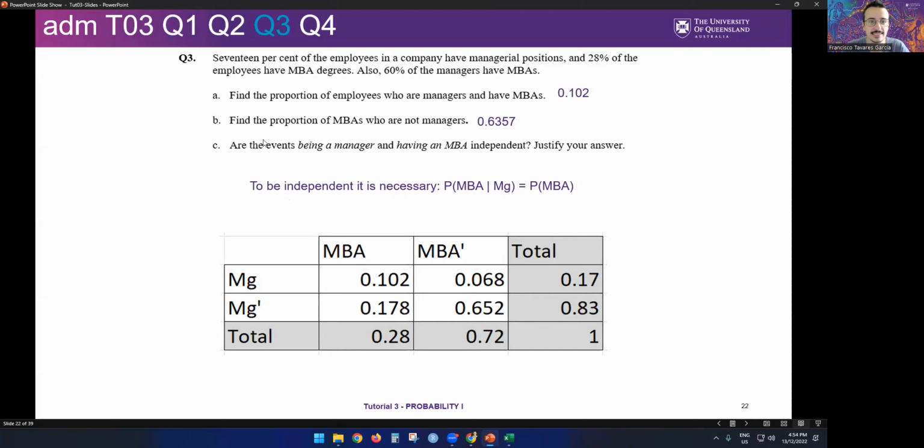Oh, already put an advice there. Are the events being a manager and having an MBA independent? Justify your answer. And remember, to be independent means the probability of having an MBA given you're a manager is the same as the probability of having an MBA. It doesn't matter if you're a manager or not. The probability of having an MBA is the same. That's what being independent is. What do you guys think?